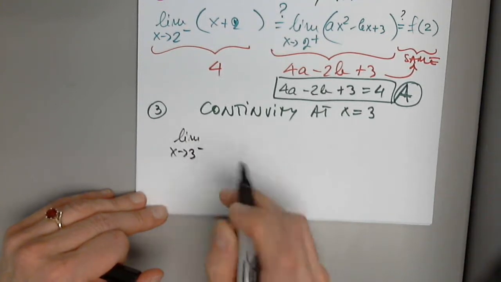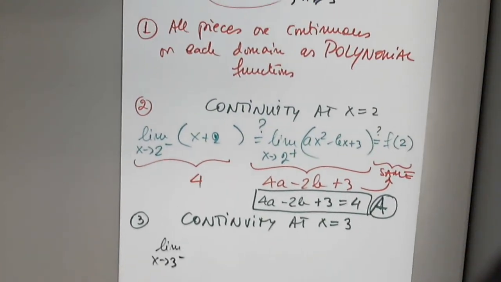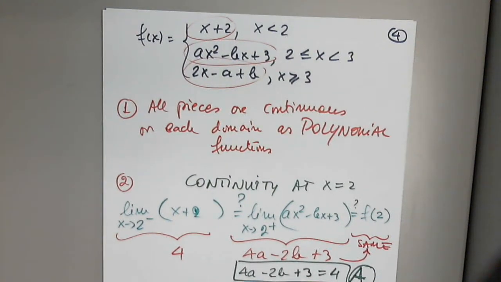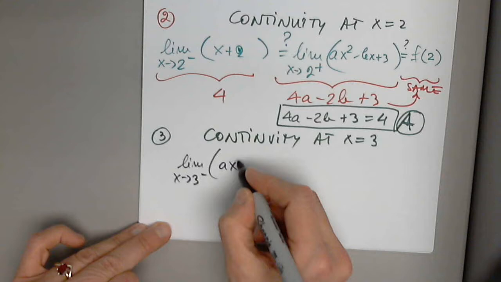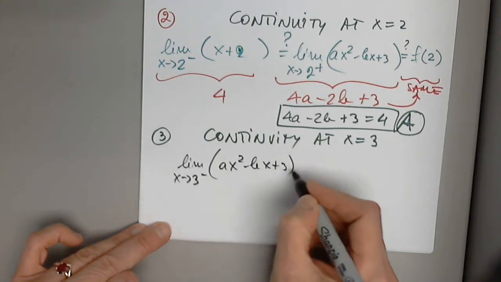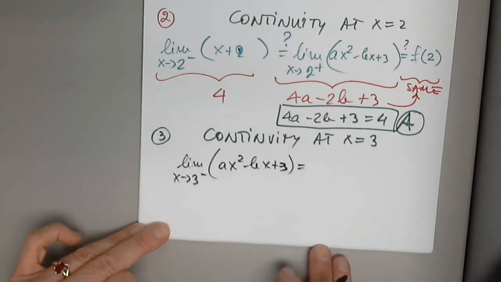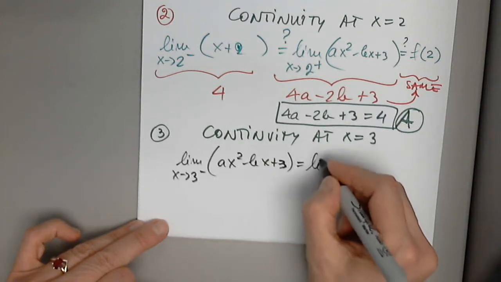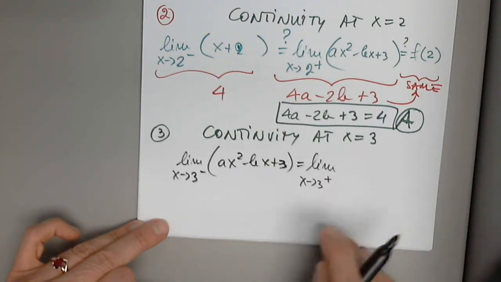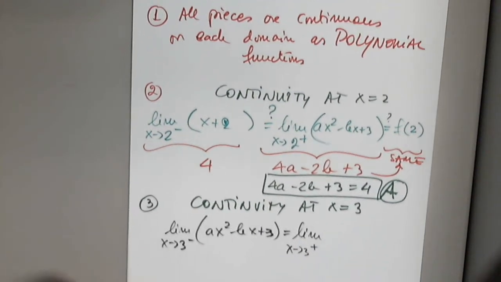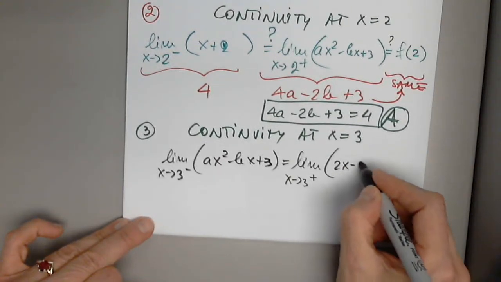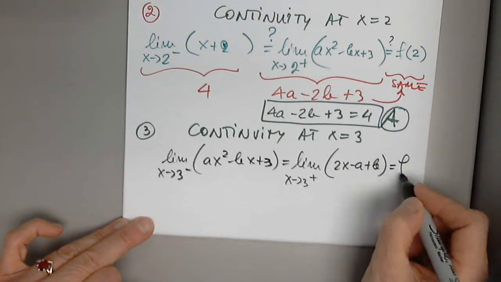As x approaches 3 from the left, which branch? I don't want to write it twice, that's why. The middle one, very good. Must equal the limit as x approaches 3 from the right. From which branch? Very good, awesome. 2x minus a plus b must equal f of 3.